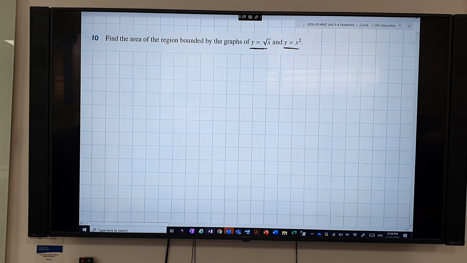So find the area of the region bounded by the graphs of y equals the square root of x and y equals x squared. Now, you don't have to know this, but it's a lot more useful if you know that x squared looks like that. You don't get any extra marks to do this, it just looks nicer. You know what y equals the square root of x looks like? Yeah, it's this one, it's a bit of a strange one, it's like that.